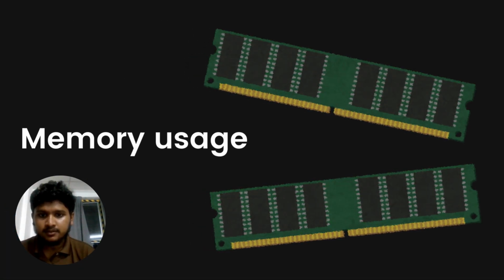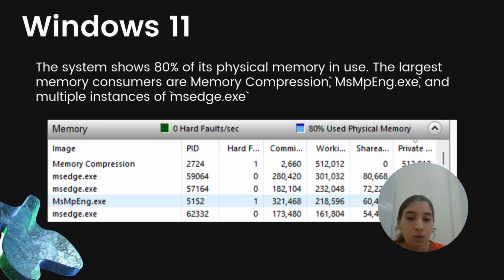Memory usage. Let's focus now on the memory usage metrics of Windows 11. As shown in the figure below, our system is currently using 80% of physical memory, indicating a very high level of memory utilization. Let's take a closer look at the largest memory consumers contributing to this usage. One of the key components is memory compression, which utilizes around 500 megabytes of memory. The memory compression helps manage physical memory more efficiently by compressing inactive pages, allowing the system to handle more data without running out of physical memory quickly.